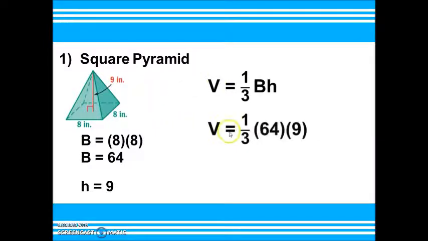So I'm going to plug in 1/3, and then for B, I'm plugging in 64, and for H, I'm plugging in 9. Okay, on your calculator, the easiest way to type this in is going to be to multiply 64 times 9, and then to take 1/3 of that, you can just divide by 3. So 64 times 9, divide by 3, and we end up with 192 cubic inches. Again, we're doing volume, so it should be cubic units. All right, let's try another one.